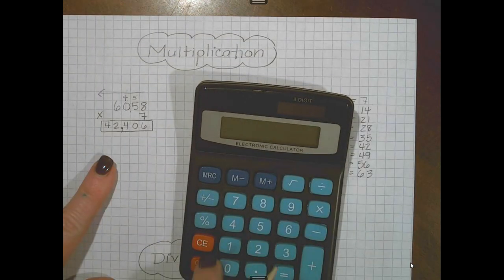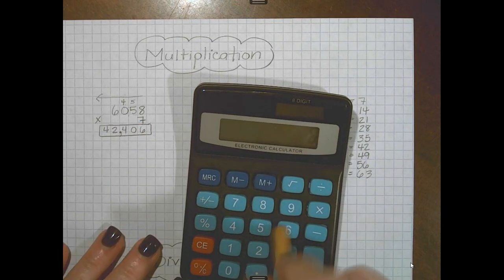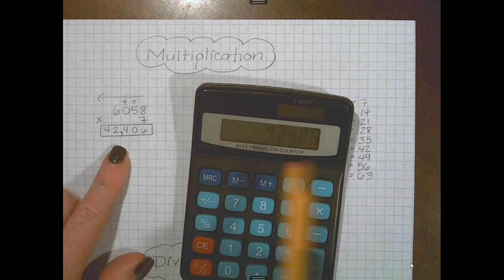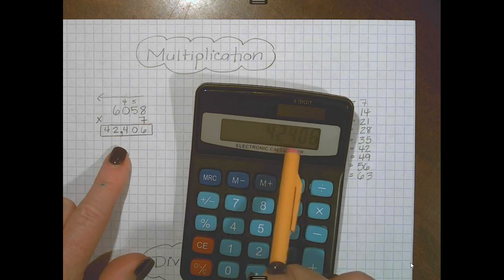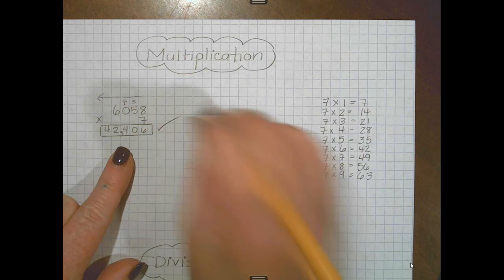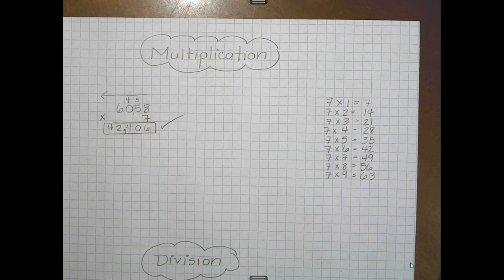All right. It's always a good idea if you have a calculator to put it in your calculator and see if it's correct. So I'm going to put in 6,058 times 7. I get 42,406. So I know my answer is correct, and I can move on.